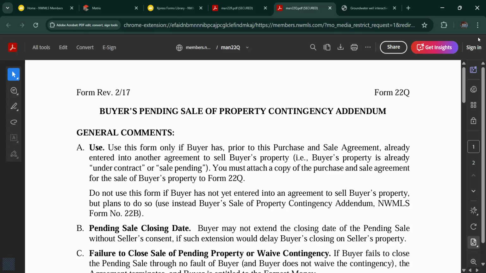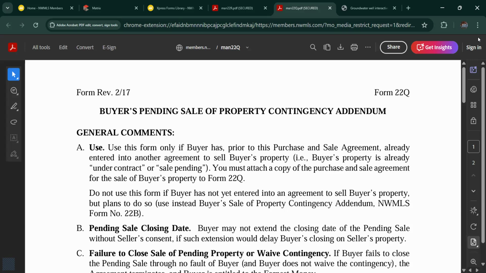You must attach a copy of the purchase and sale agreement for the sale of buyer's property to Form 22Q. Do not use this form if buyer has not yet entered into an agreement to sell buyer's property, but plans to do so. Use instead buyer's sale of property contingency addendum, MLS form 22B.